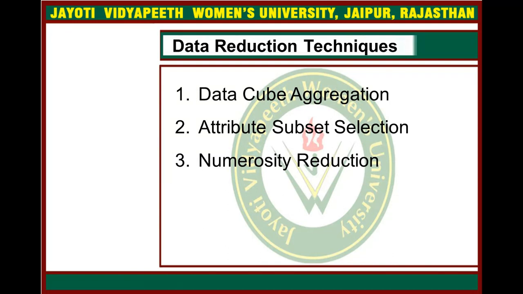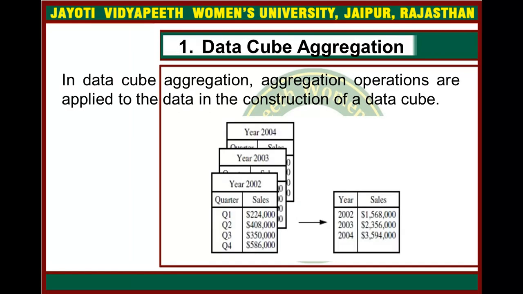So come to the techniques of data reduction. In data reduction techniques, there are basically three techniques. First is data cube aggregation, second attribute subset selection, third is numerosity reduction. Now come to the first technique, that is data cube aggregation. In data cube aggregation, aggregation operations are applied to the data in the construction of the data cube.